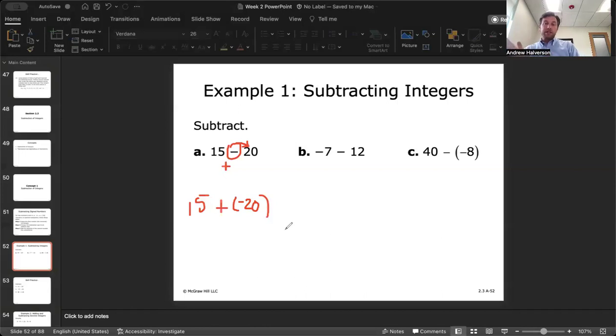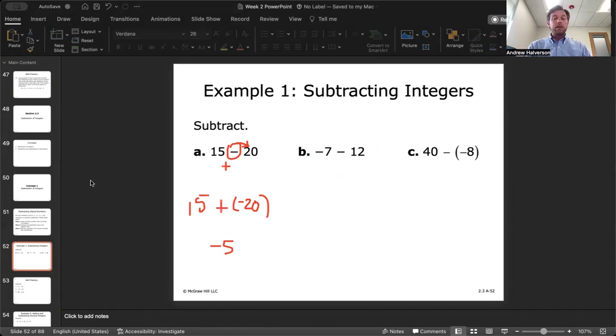So the minus sign becomes attached to the 20, the number to the right of it, and you treat this as addition. The reason we do that is because we just reviewed a rule of how to add two values of different signs. So you apply your rule here: we subtract the values and then attach the sign of the larger absolute value. So we get -5.